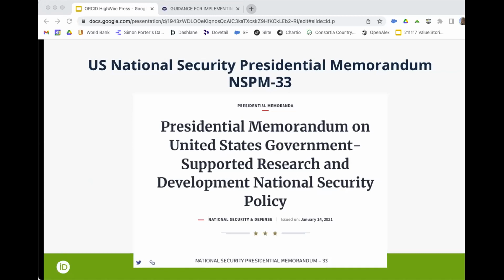This document was issued by the executive branch and is speaking to the US federal agencies that fund research, providing direction to the funding agencies that undue foreign influence must be taken seriously and significant changes are expected. One of the expectations issued in the document is the adoption of digital persistent identifiers, otherwise known as DPIs, and funding agencies to develop a policy regarding DPIs.